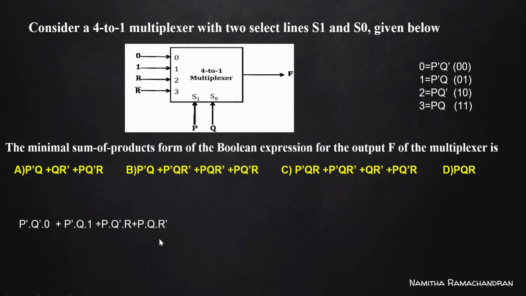Now, consider this expression. AND operation with 0 is always 0, so this term becomes 0. AND operation with 1 is the term itself, so this term becomes P dash and Q. So, we can remove the zero term, and now it is P dash and Q plus P and Q dash and R plus P and Q and R dash.